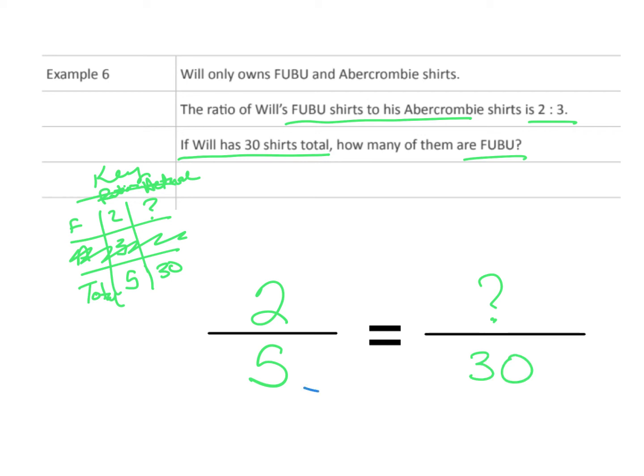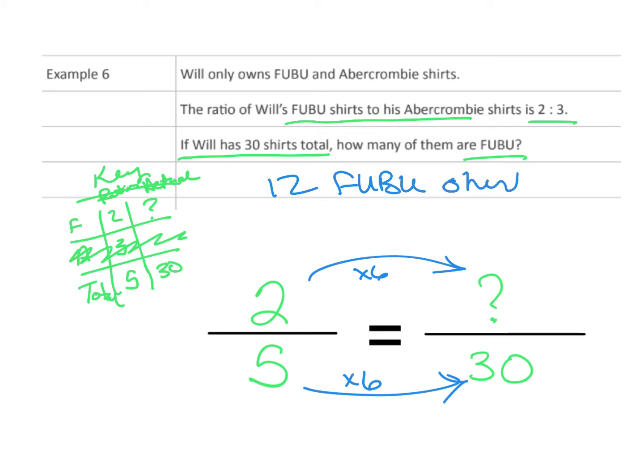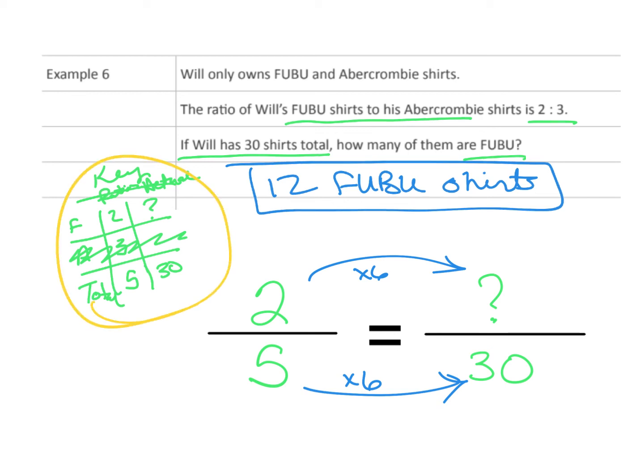Again, I could go up and down, but across right now seems to be working the best. Multiply by 6 to get 30. So 2 times 6, he has 12 FUBU shirts. And there is our answer. Again, this key really helped us solve our problem.